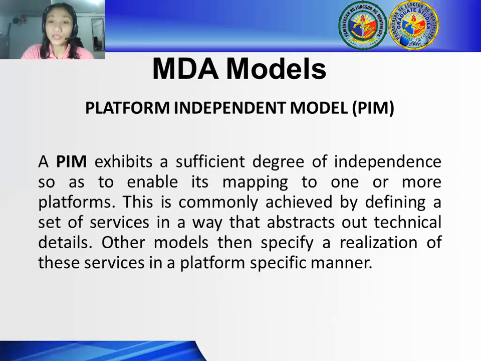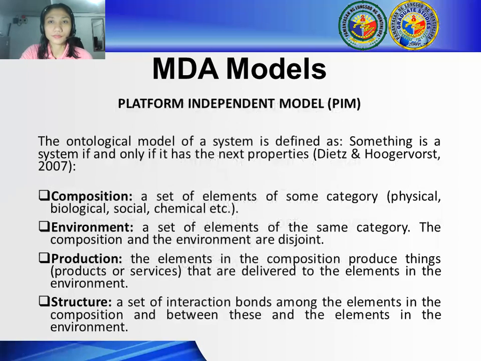A PIM describes the construction of a system on an ontological level, meaning that the construction of the system is specified without implementation details. The ontological model of a system is defined as: something is a system if and only if it has the following properties. Composition, a set of elements of some category: physical, biological, social, chemical, etc. Environment, a set of elements of the same category. The composition and the environment are disjoint.